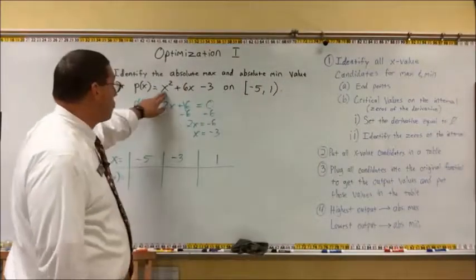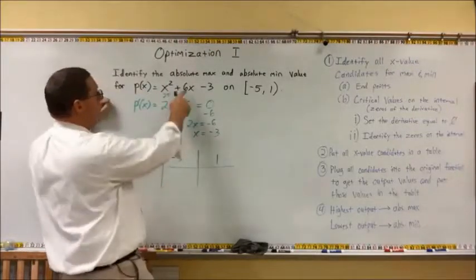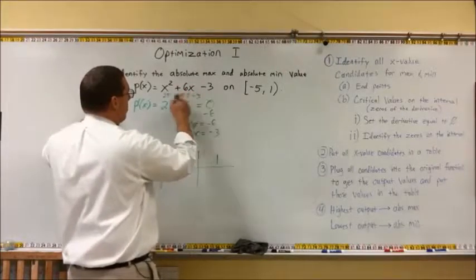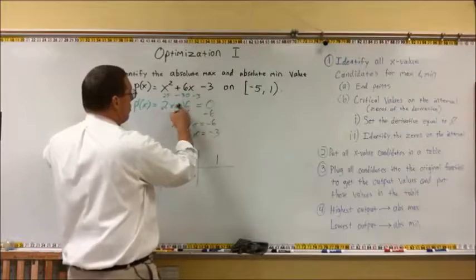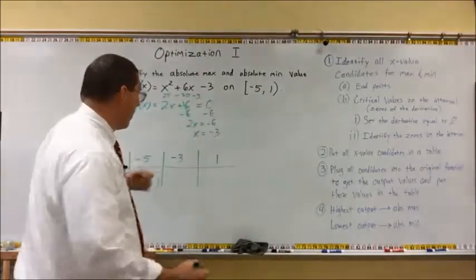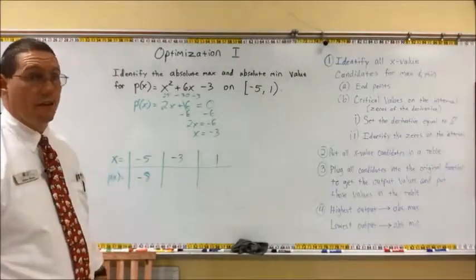Well, -5 squared is 25. -5 times 6 is -30, and then -3. So we got 25 minus 30 minus 3. 25 minus 30, that's -5. -5 minus 3, that's -8. So the output value, P of -5, is -8.